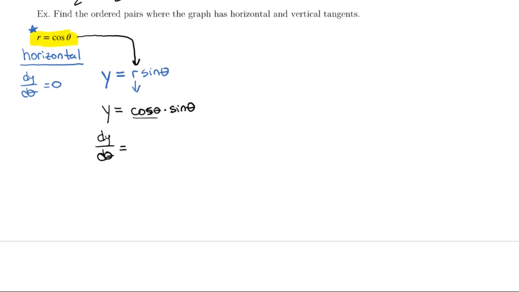If we start with the first, the derivative of sine is cosine. Sorry about that. So that's cosine times cosine, plus the derivative of the first, which is negative sine, times sine theta. That is equal to cosine squared theta minus sine squared theta. You might recognize this. We do have a formula for this. You might recall that that is cosine of 2 theta.